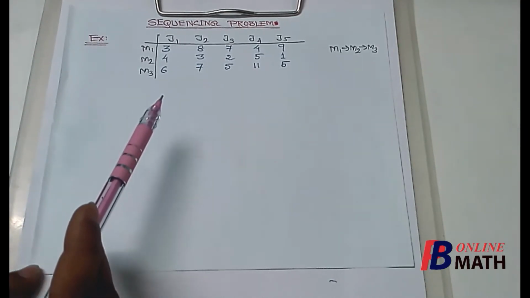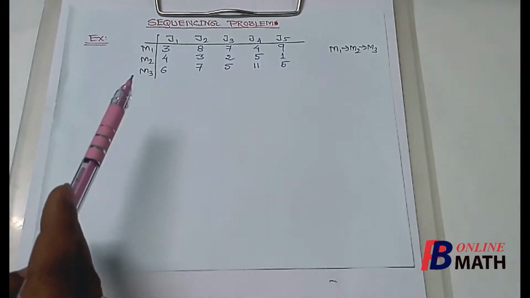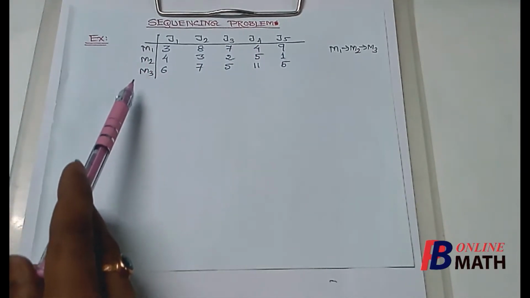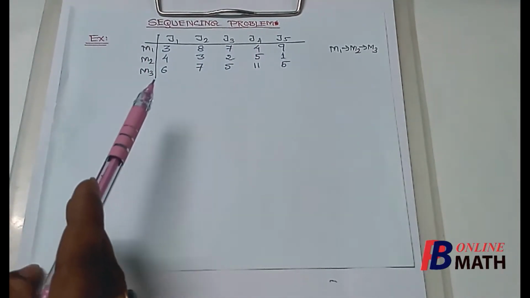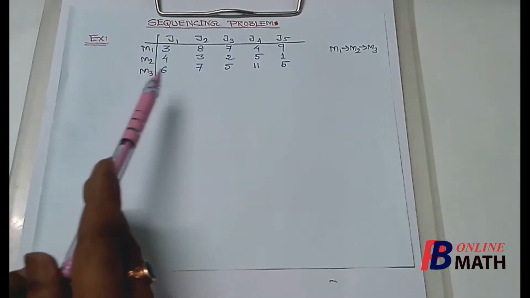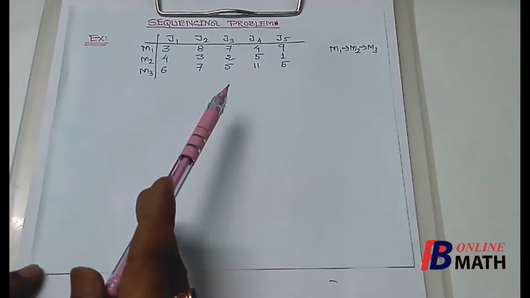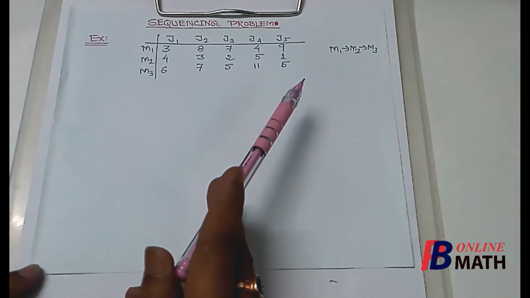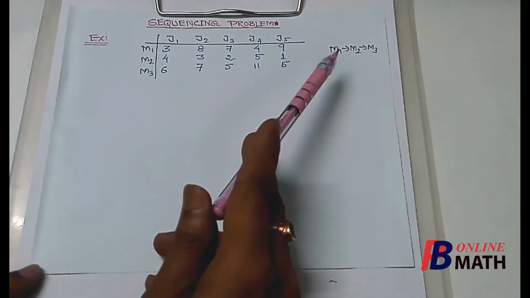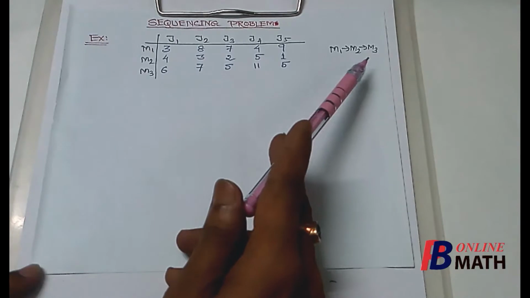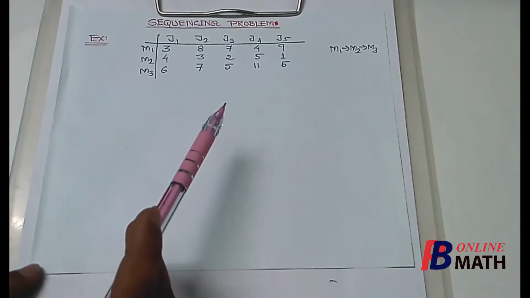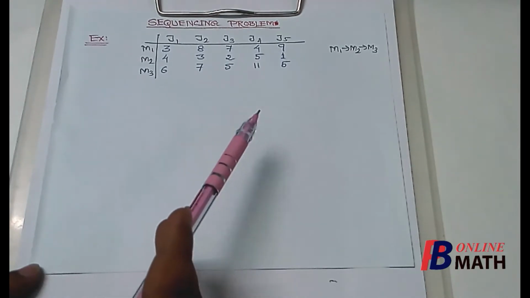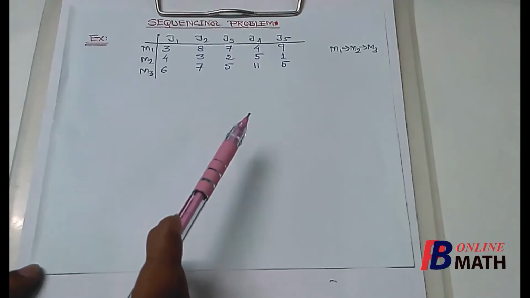Let us consider this sequencing problem with 5 jobs on 3 machines. So these are the 5 jobs on these 3 machines M1, M2, M3, and the processing times for the jobs on the machines are given in this table. Also it is given that the machine order is M1 to M2 to M3. So every job must be processed on M1 first, then on M2, and finally on M3. We have to find the optimal sequence of jobs such that the total elapsed time is minimum, and also find the idle times for the machines.